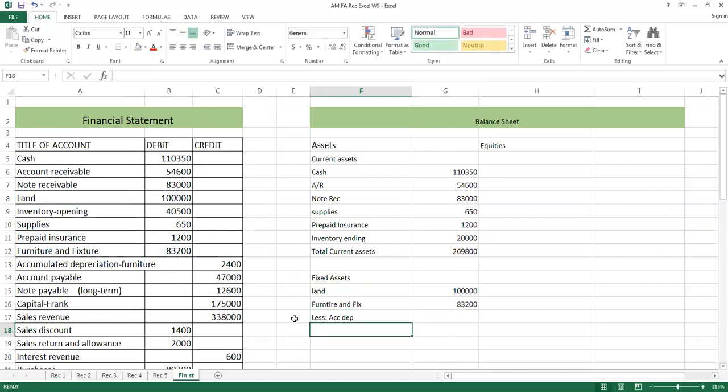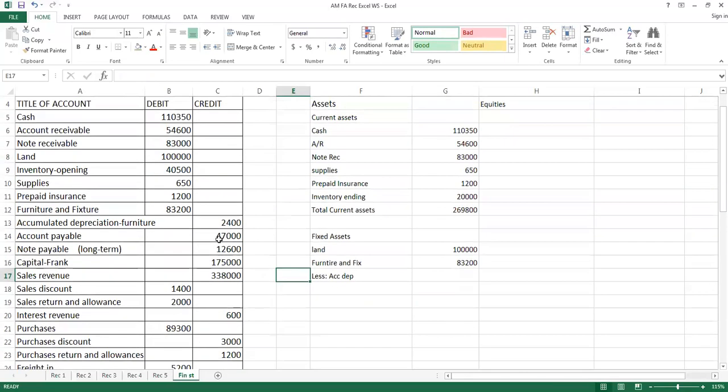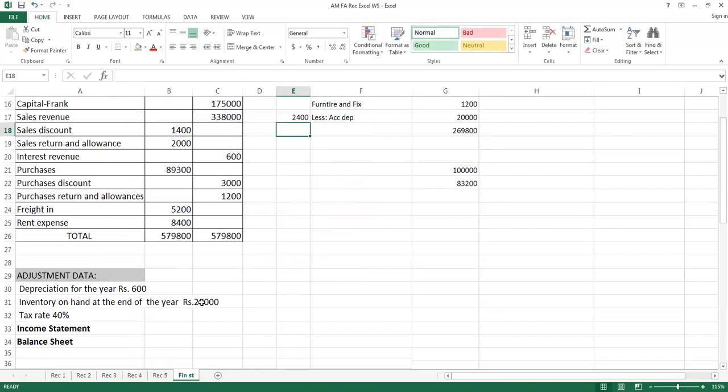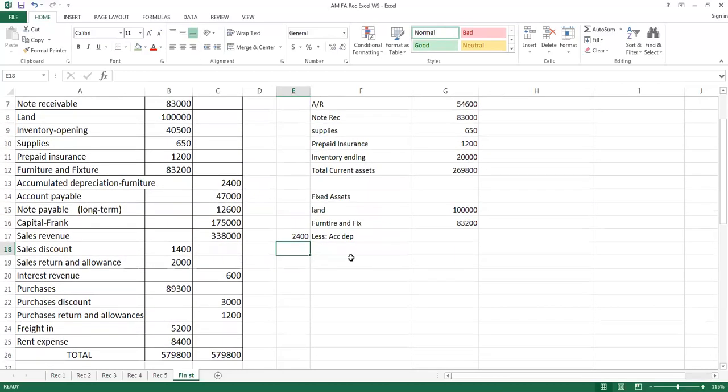To give you idea of accumulated depreciation, carefully check. Accumulated depreciation on furniture and fixture is given 2,400 over here. For your convenience, I am writing here. And student, second depreciation which is given in the additional data is 600. So this 600 will also be part of this one. It means that we can write a total 3,000 accumulated depreciation over here.